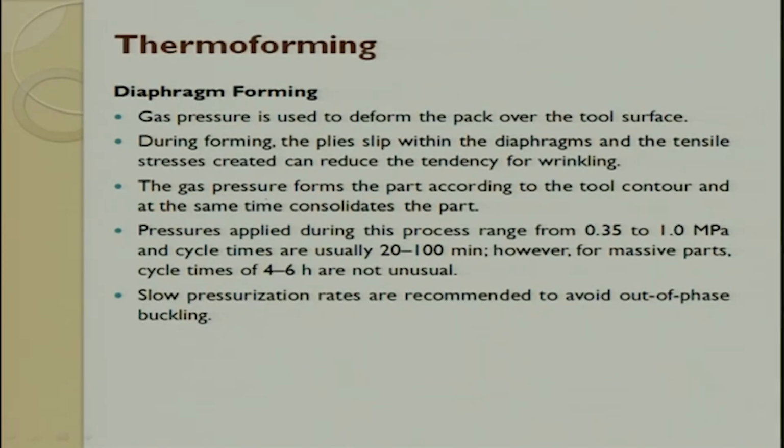The gas pressures are used to get the forming, and the gas pressures form the part according to the tool contour and also consolidate it at the same time. The pressures we operate at are 0.35 to 1 megapascal. The cycle time can go up to 100 minutes. If you want to make a massive part, it can also go up to 4 hours. Slow pressurization is very important so that you avoid defects.